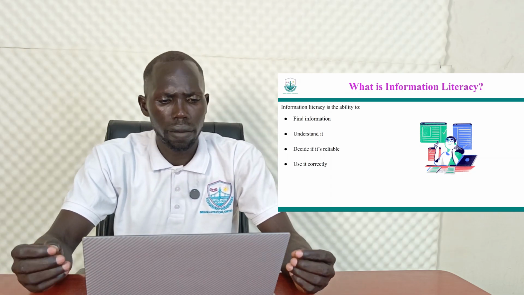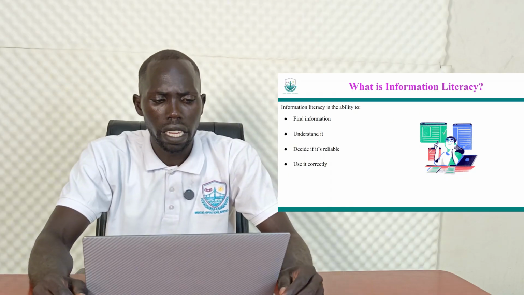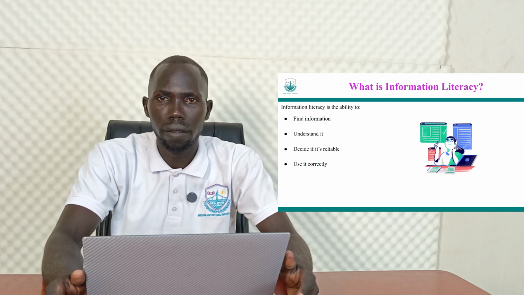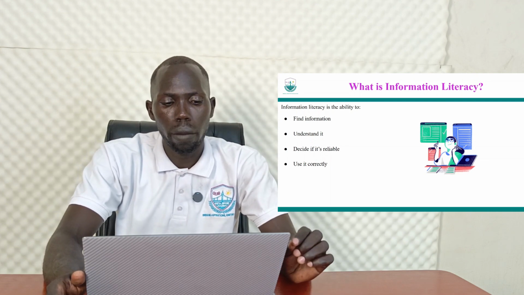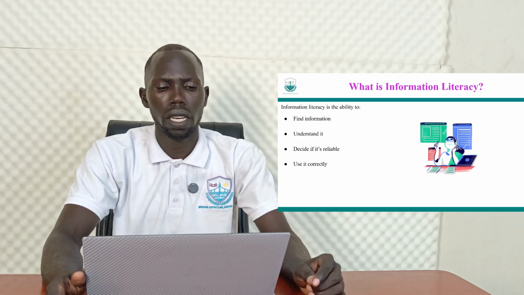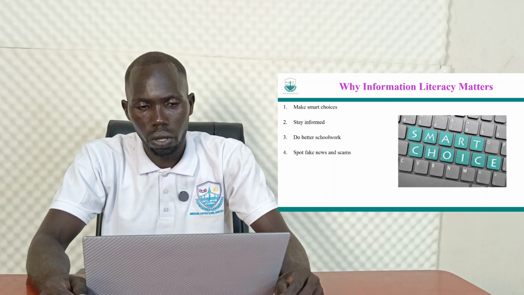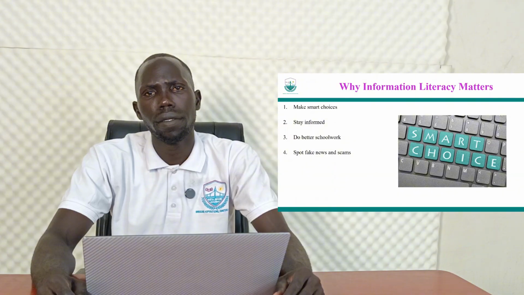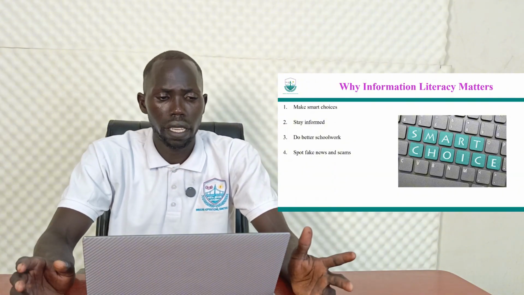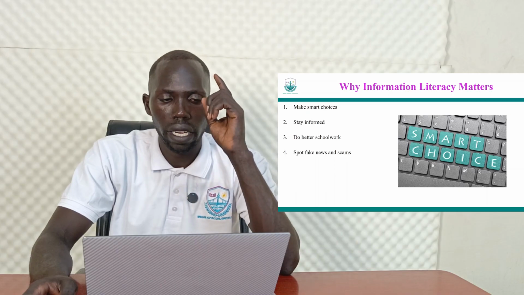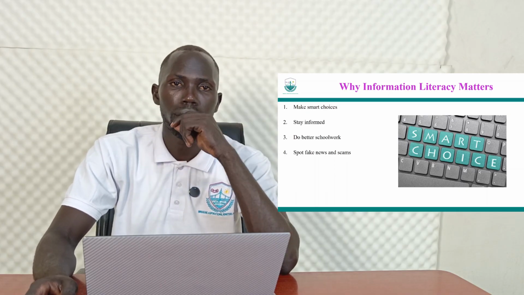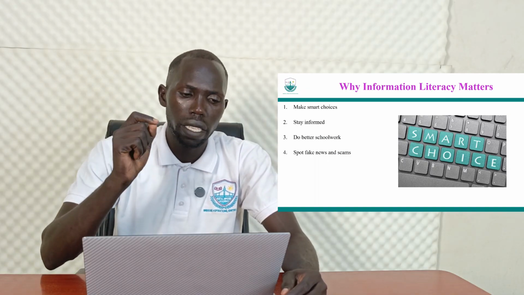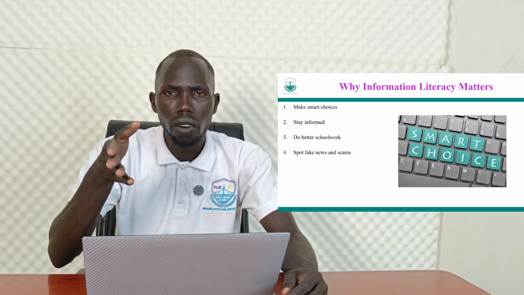Or if there is an ability that aids you in deciding if information is reliable, that is said to be information literacy. And finally, information literacy deals with your ability to use the information correctly. That too is important. Why does information literacy matter? In simple terms, information literacy matters because it aids us to make choices. In addition to aiding us in making choices, information literacy matters so that we stay informed.